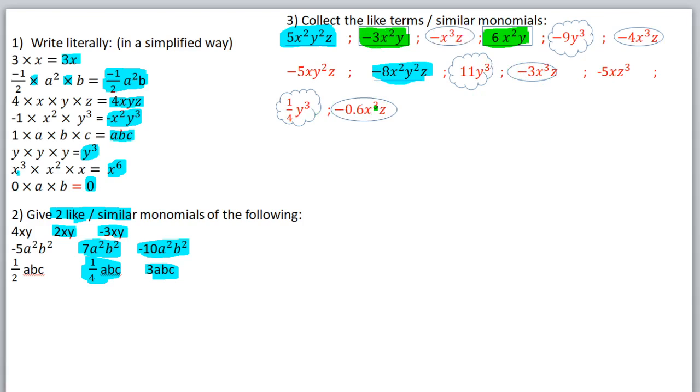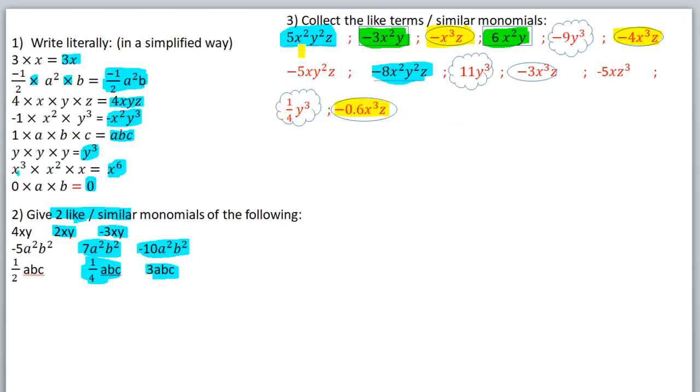Okay, let's check the third one. Let me color it yellow. Minus x cubed z, negative x cubed z. Minus 9y cubed, no. X cubed z, yes, we have x cubed z. But here we have negative 4. What's the problem? Negative 4, it's okay. I need only the variables, not the coefficients. X cubed z here, no, it's not. Here xz cubed, so it's not. And here it's not. Oh, just wait. X cubed z, yes, it is.